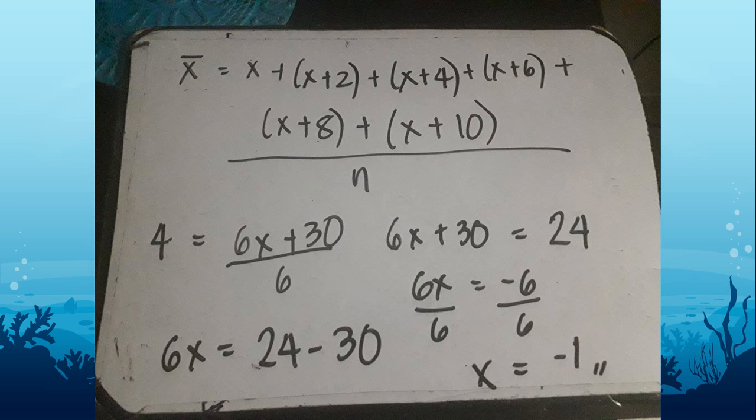Now simplifying, 6x is equal to negative 6. Dividing both sides by 6 to get x. So 6x divided by 6 is x, and negative 6 divided by 6 is negative 1. Since we let x be the smallest among the 6 consecutive integers, x is equal to negative 1, and negative 1 is the smallest among the 6 consecutive odd integers.